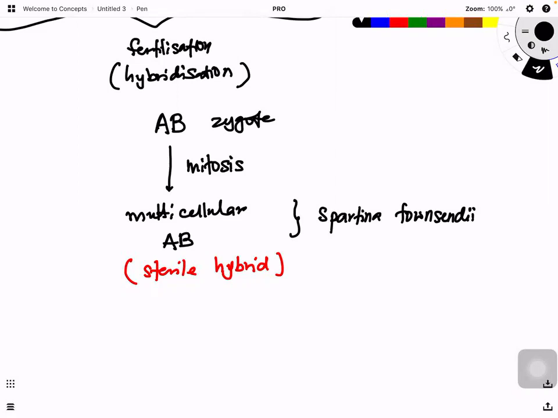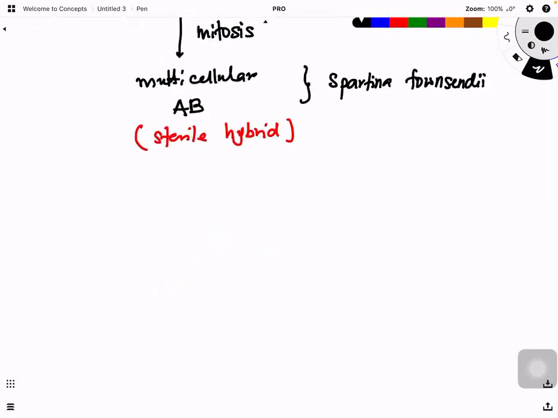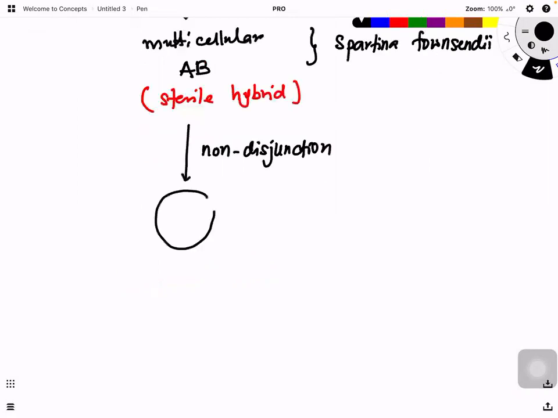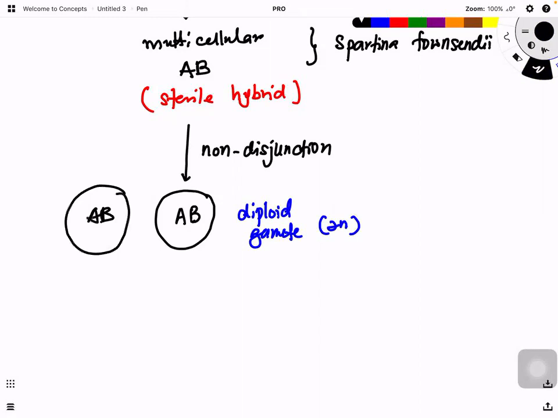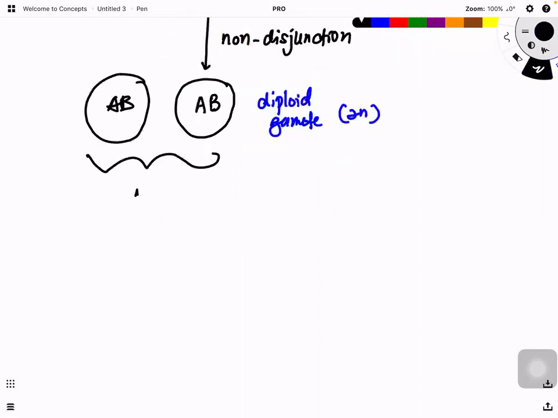Until one day, this AB carries out a non-disjunction mutation. It is a random process. They produce a diploid gamete. By right, A and B should be separated, but now AB is all together. So this is a diploid gamete, 2n. If a diploid gamete is fertilized with another diploid gamete AB, we are going to get AABB.